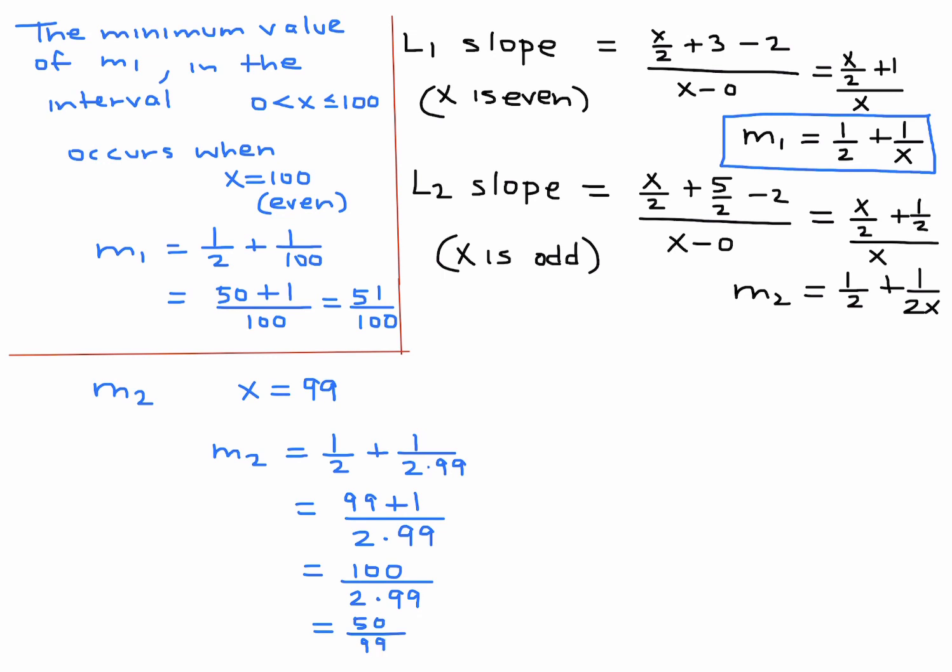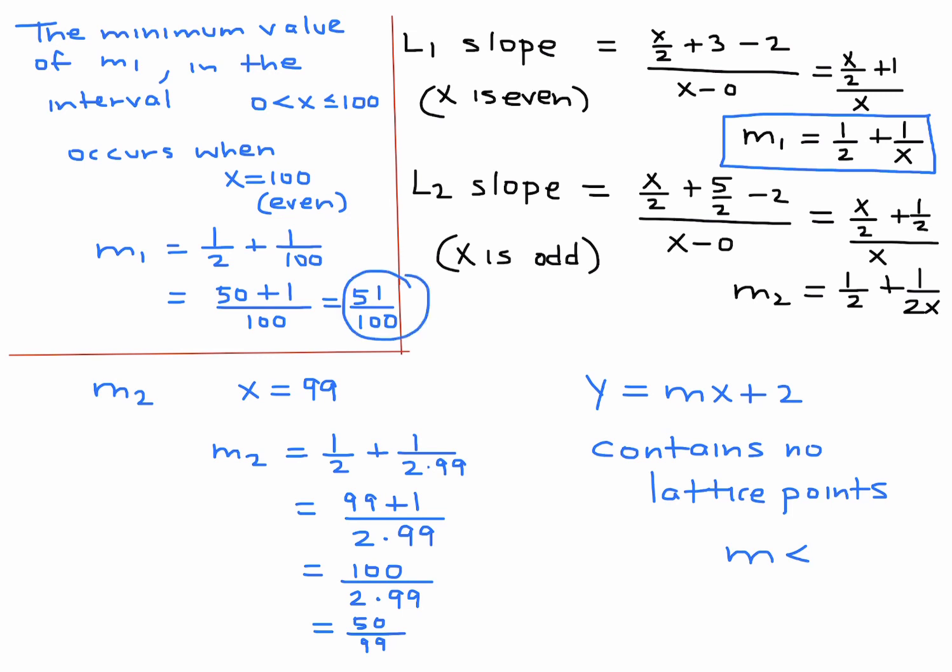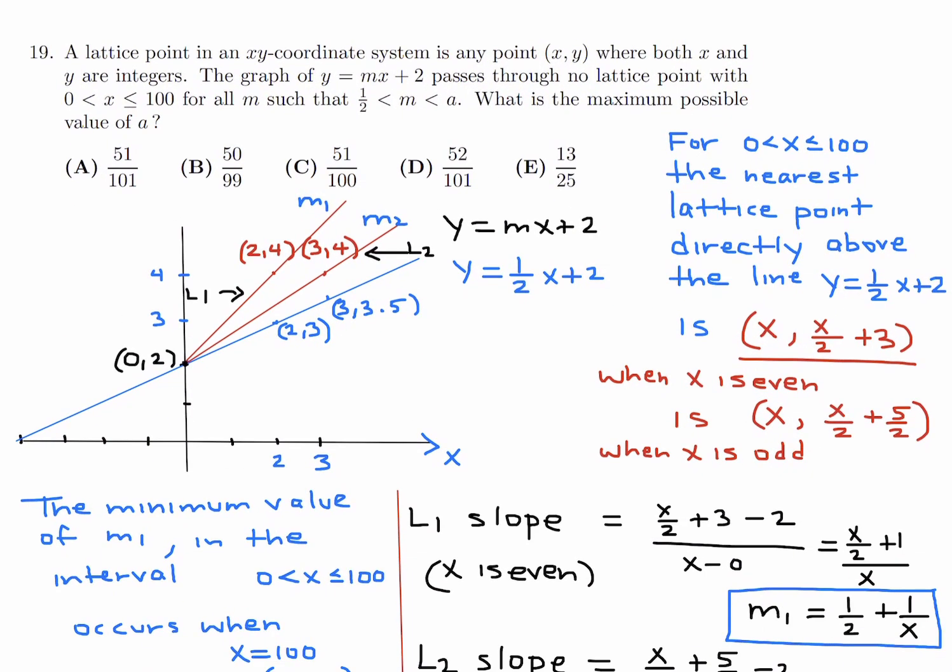So those are my two possible slopes, and therefore we can conclude that y = mx + 2 contains no lattice points when m is less than one of these. Now, we know it's greater than 1/2, but which one do we choose? Do we choose 50/99 or 51/100? Well, you can rank them, right? We want the value to be as close to 1/2 as possible so that m can have this restriction, and that is achieved with 50/99. So this is basically our A. And if you go back, that's what they wanted. So number 19 is 50/99, which is choice B.